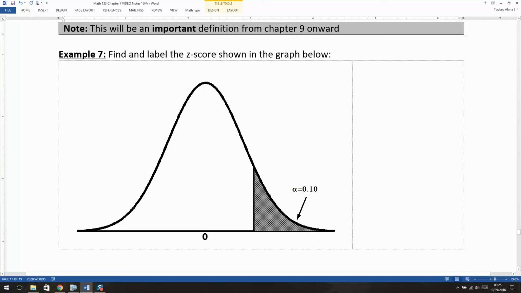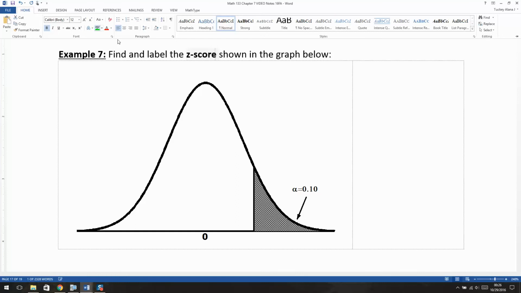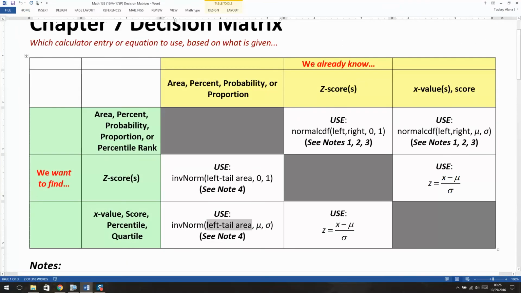So our mission is to find and label the z-score that's shown. Well, the z-score is that vertical bar right there. That's our z-score, and I want to be able to find it. Well, let's think about this again. Finding a z-score doesn't really change just because it has a subscript. So I want to find a z-score. Let's pull up the decision matrix.